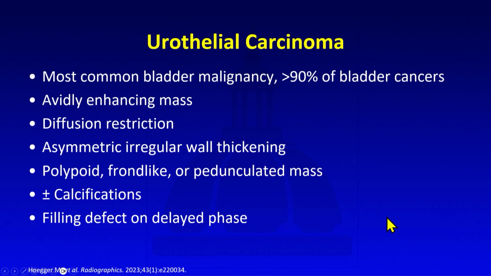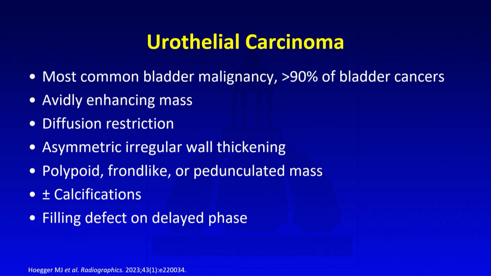Now let's focus on the cancer side of things, because that's what we are most concerned about. So urothelial carcinoma is the most common bladder malignancy, accounts for 90% of the bladder cancers. They're typically avidly enhancing, and that's why bringing that arterial phase down to the pelvis is so important. On MRI, we'll see diffusion restriction, and they can have a whole host of different appearances with asymmetric irregular wall thickening, or they can be more focal with a polypoid or pedunculated mass. There may or may not be calcifications.